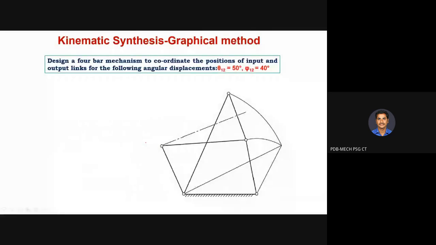So look at this problem. Design a 4-bar mechanism to coordinate the positions of input and output links for the following angular displacements. That is, theta 12 is 50 degrees and psi 12 is 40 degrees.